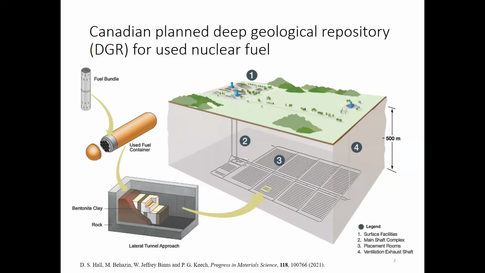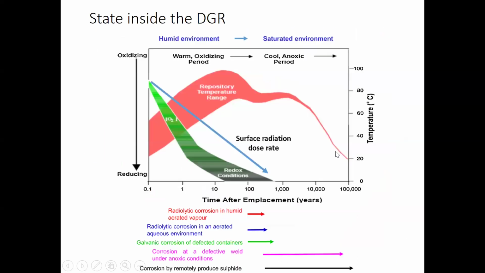Like I mentioned before, in the likely scenario, at least one of your used fuel containers has failed, and so you have to assume that there will be water reaching your fuel at some point during the lifetime of your DGR, and plan ahead for that. So, what are the conditions that we're dealing with? Don't worry about the bottom portion here yet in terms of the different forms of corrosion. Let's focus on what the conditions are in this DGR.